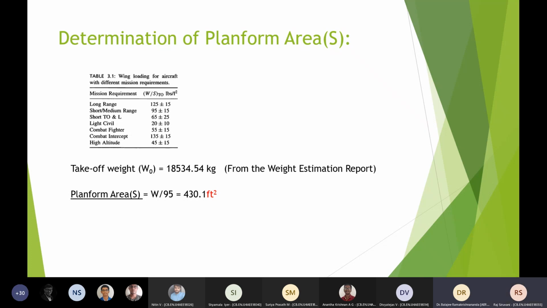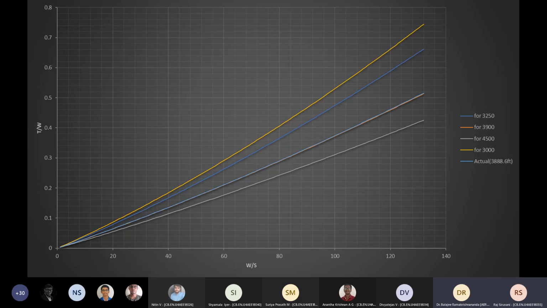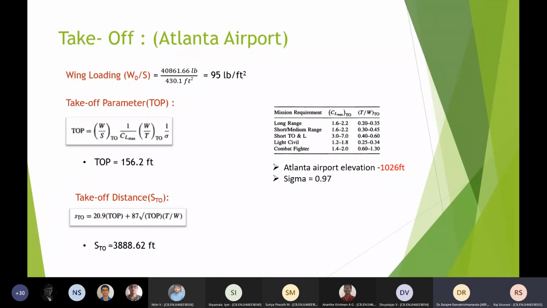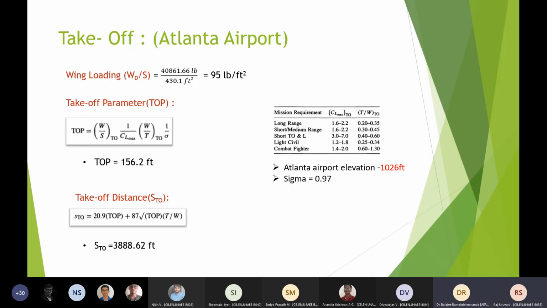Sir, sure. So we have calculated the planform area, and using the planform area we would get the takeoff parameter and takeoff distance. For various takeoff distances, we would plot the graph and analyze where our wing loading should fall, that is T by W versus W by S. Okay, that plotting is okay, but I'll tell you what to do.